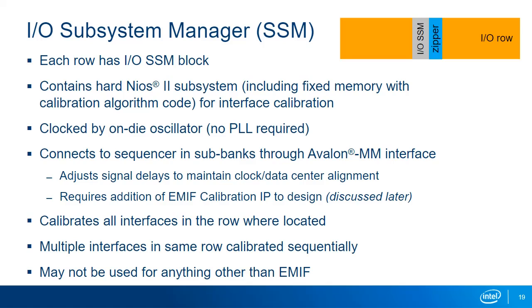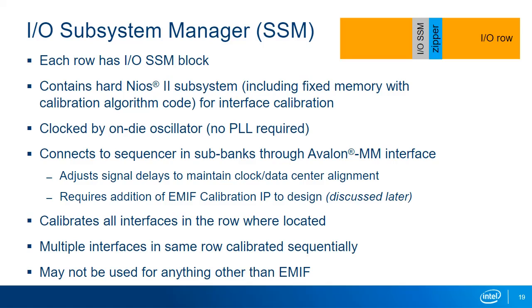The IOSSM block is able to calibrate multiple interfaces in the row, even if they are different memory protocols or running at different speeds. Note that since there is only a single NEOS 2 subsystem, the interfaces in a row must be calibrated sequentially. In older device families, multiple interfaces were calibrated in parallel with each other, since a separate calibration system was constructed in soft logic for each interface.